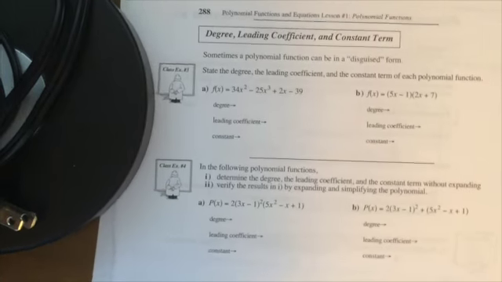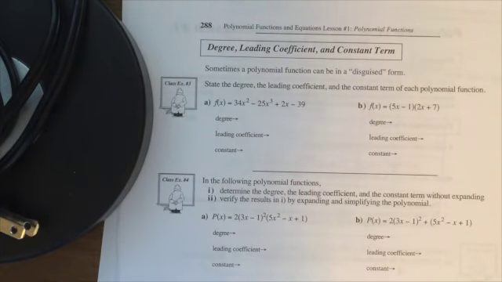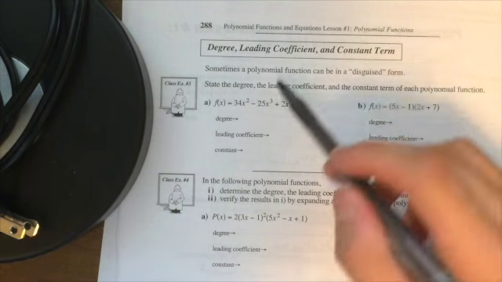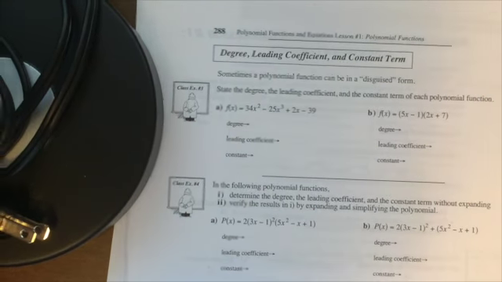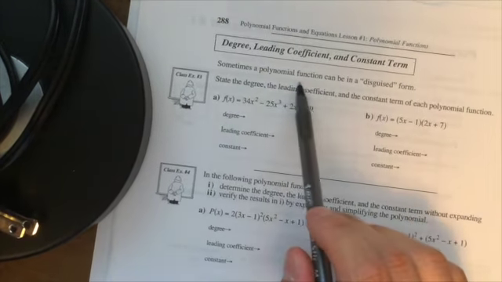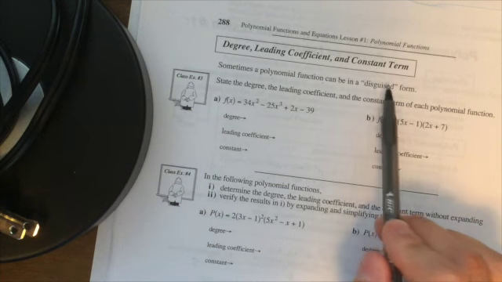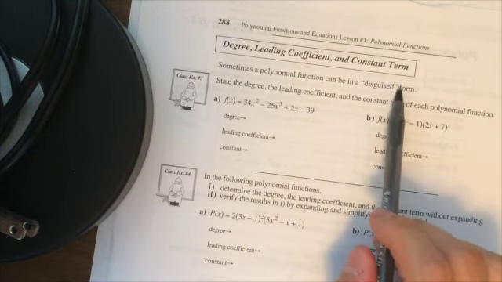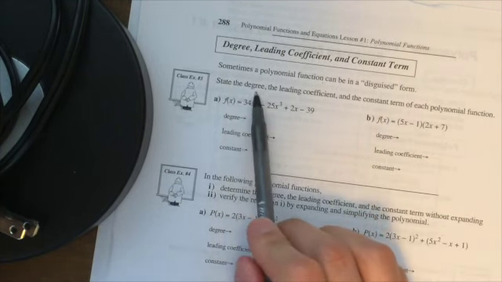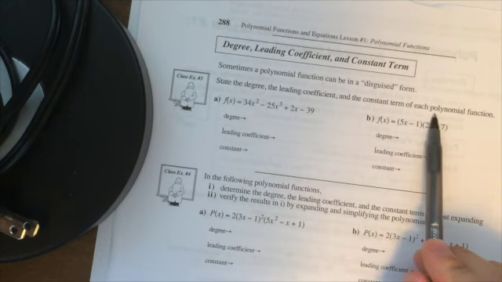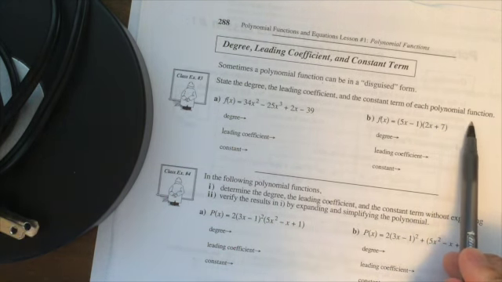Next, let's take a look again at degrees, leading coefficients, and our constant terms. Sometimes a polynomial function can be in a disguised form, so let's look at what that means. We want to state the degree, the leading coefficient, and the constant term for each polynomial function.